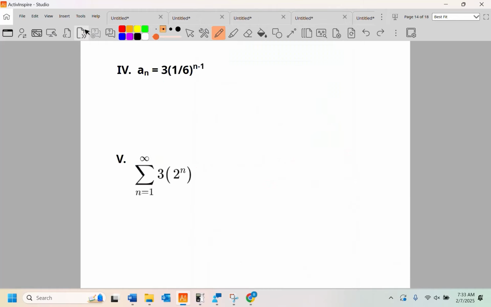All right, choice 4. a sub n is 3 times a sixth to the n minus 1. Now this one is in the correct form. This is a sub 1 times r to the n minus 1. So I know that the first term is 3, and I know the ratio is a sixth. And I know that 1/6 is less than 1, so this definitely converges on 0.